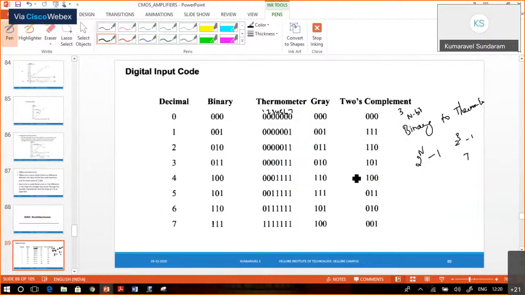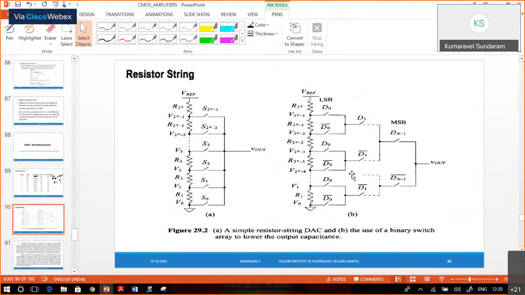So there are so many DAC architectures. We will go to the recent DAC architectures, the current steering DAC. It is one of the very important architectures in today's scenario. To understand the current steering DAC, first we will go with the basic resistor string DAC. This resistor string DAC can be realized either using thermometer code representation or binary switching.